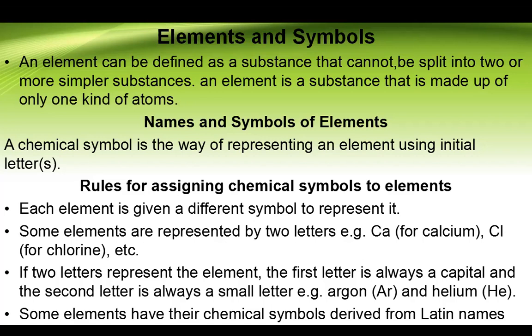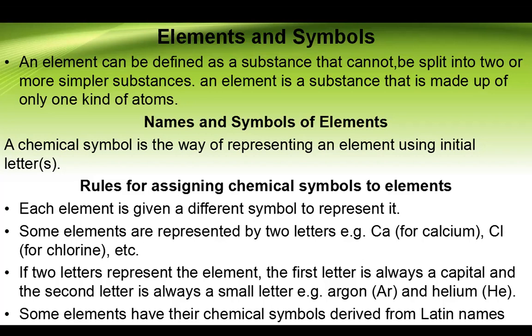The second one is that some elements are represented by two letters. Example, maybe calcium, you can see Ca, that's how it is represented. Cl for chlorine, and the others are just a few of the examples. You can find more of the elements and how they are represented in the periodic table.